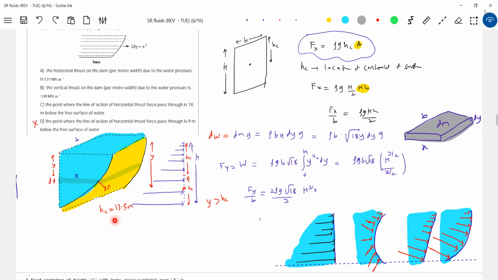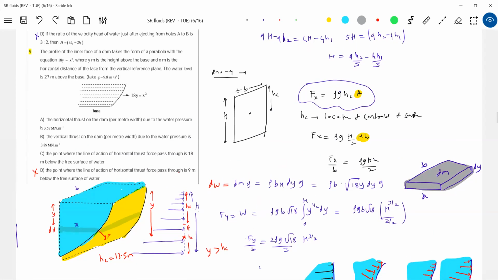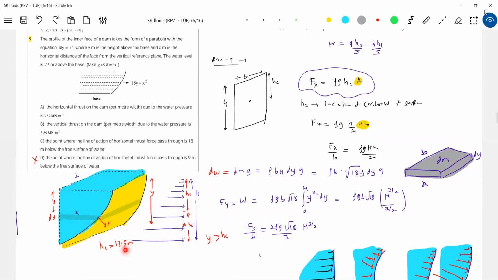Something I wrote here, HC. What is the total height of the liquid? Okay, where am I? 27 meter. 13.5 meter is what? It will be HC, the location of HC. So here I wrote SC. So how much will it be, 13.5? So the point where it will pass through, where will it lie now?